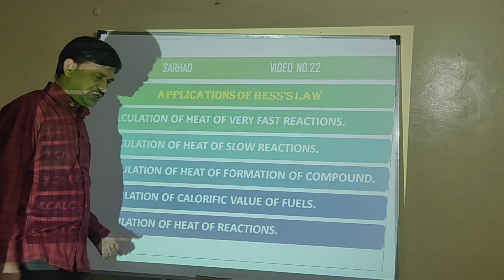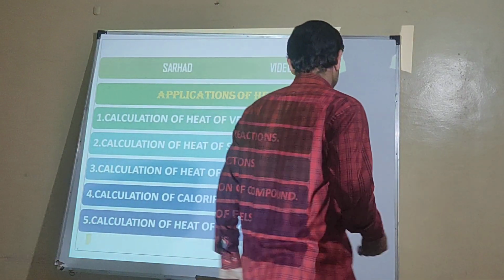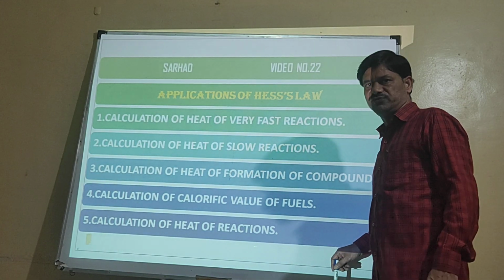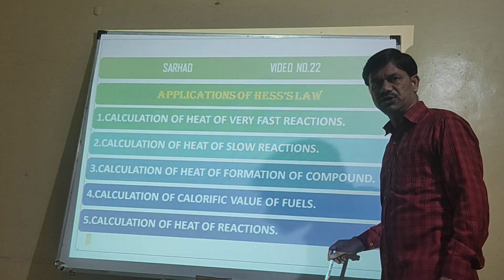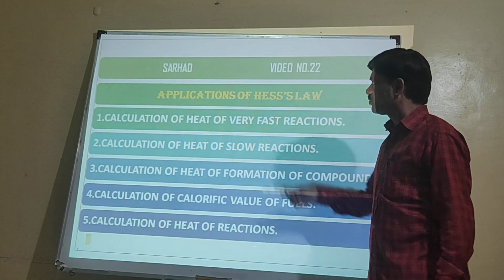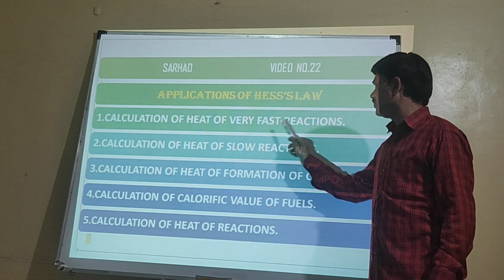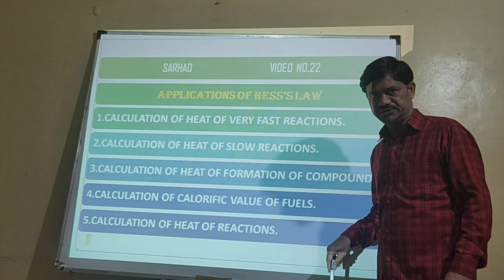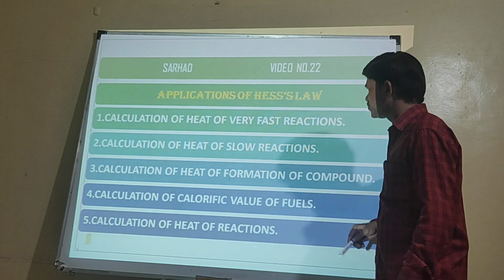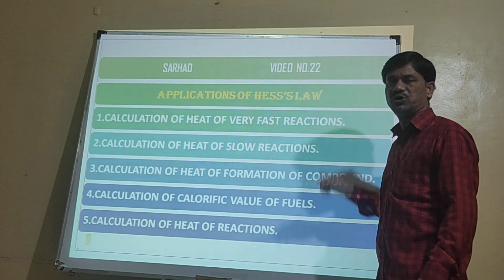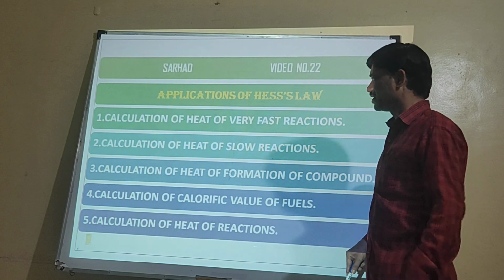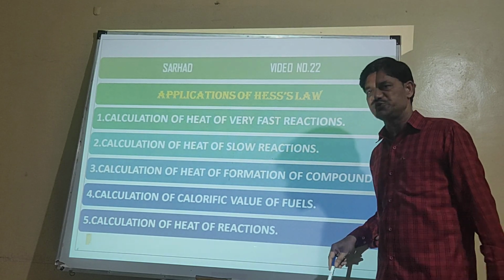So let us start with the important applications of Hess's law. This is an important point both for theory purposes as well as for theoretical MCQs. What about the first one? By using this law, we can calculate the heat of a very fast reaction. So don't just remember this statement regarding the application of Hess's law. You should be familiar with the explanation or meaning of that particular statement.